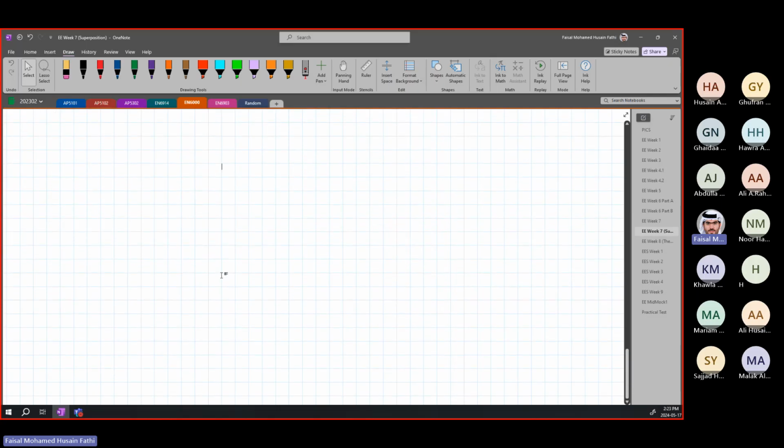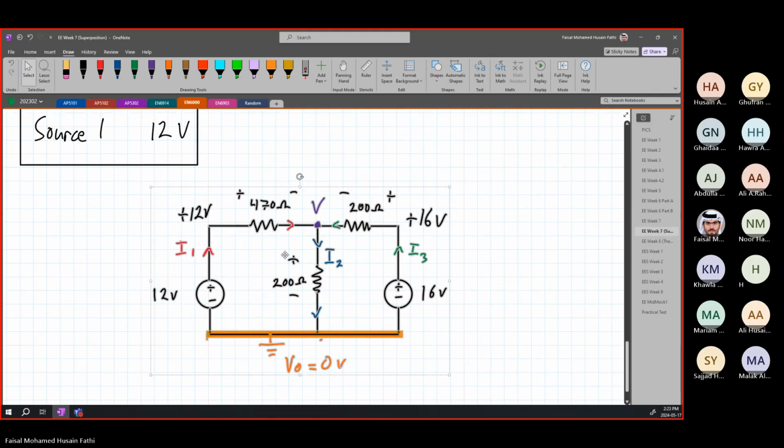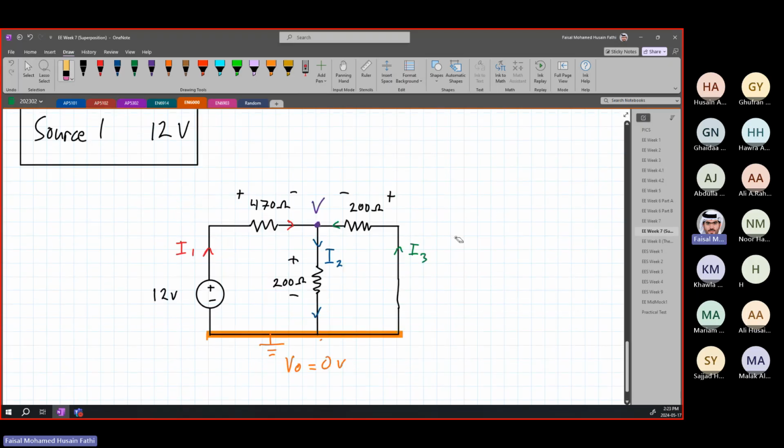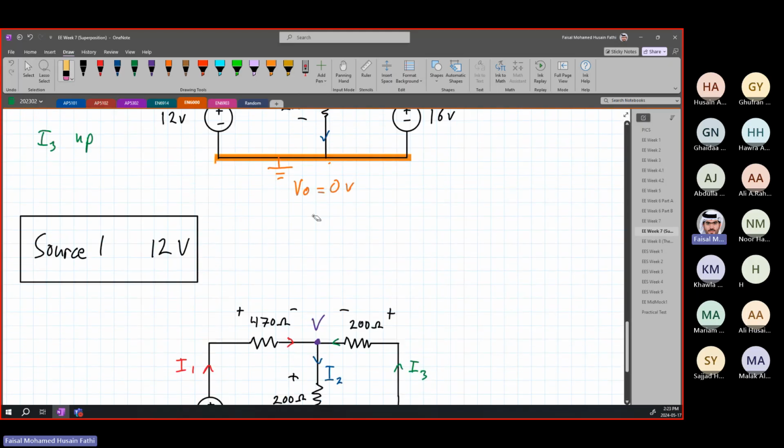If I just copy paste this down one more time over here, then what we're going to do is remove this source completely, the 16 volt source. And we're going to short the circuit where it is. So it's going to look something like this. Now this is a much easier circuit to solve. You can find the currents much more easily here using a lot of different methods. It's up to you which method you want to use from everything that we have learned so far.